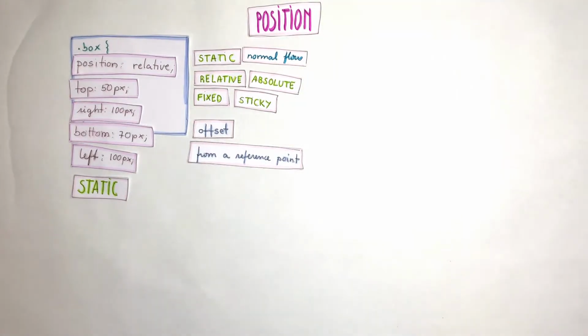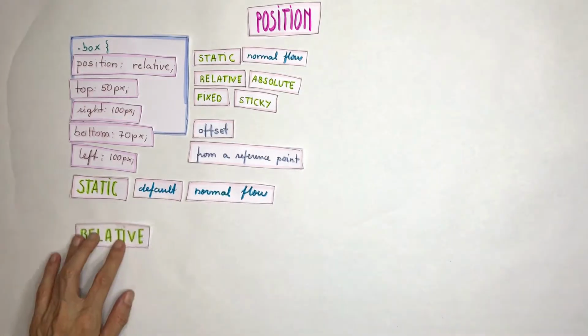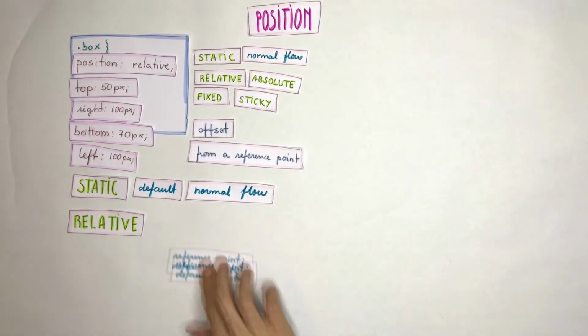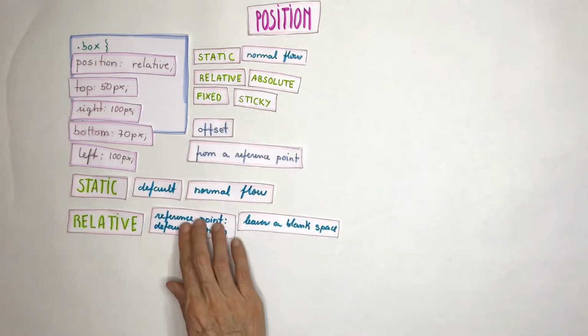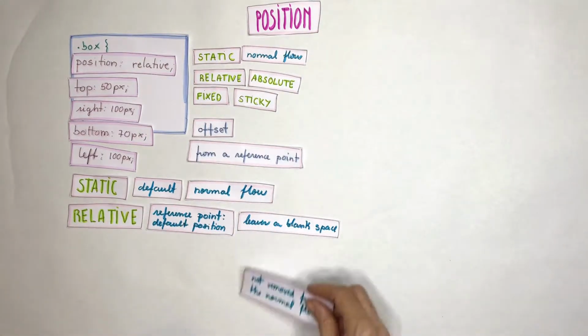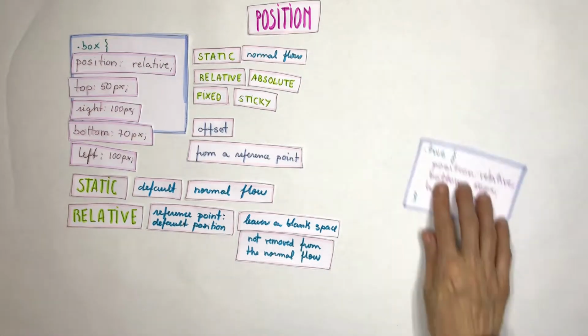Static, as we have said, is the default value. The element will just follow the normal flow. With relative, we can move the element, and it is going to be moved relative to its default position. The original space that was occupied by the element in the normal flow will appear as a blank space, because the element is not removed from the normal flow. Let's see an example to visually see what all this means.